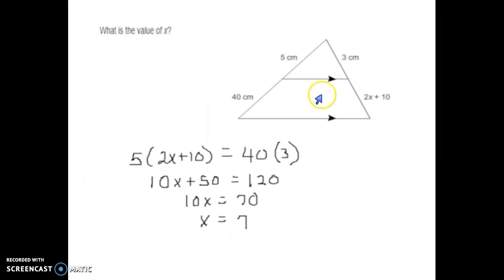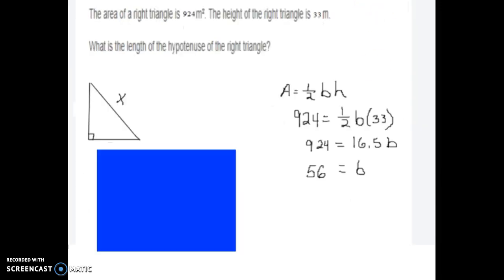Here, another side splitter theorem. They would just want the value of x. So another shortcut method for this one, we can simply multiply these two together, and that will equal those two together. So we're cross multiplying here. So 5 times 2x plus 10. Make sure to distribute the 5. 5 times 2x is 10x. 5 times 10 is 50. 40 times 3 is 120. Subtract 50 from both sides. Divide by 10. x is equal to 7.